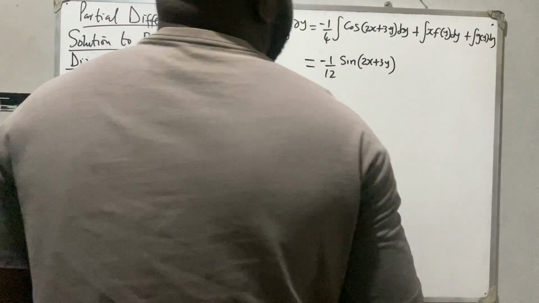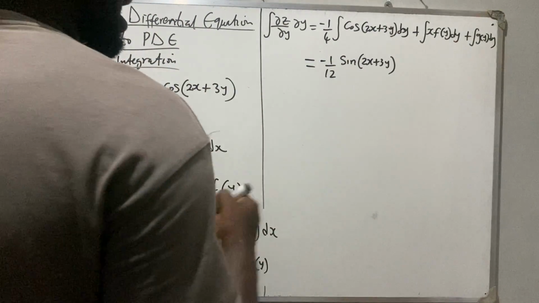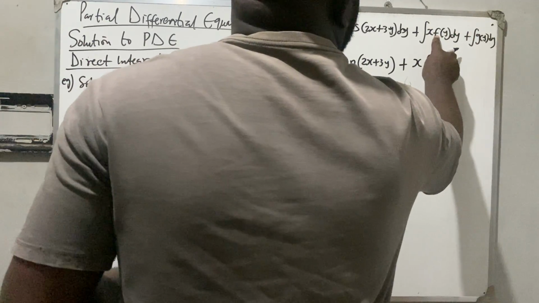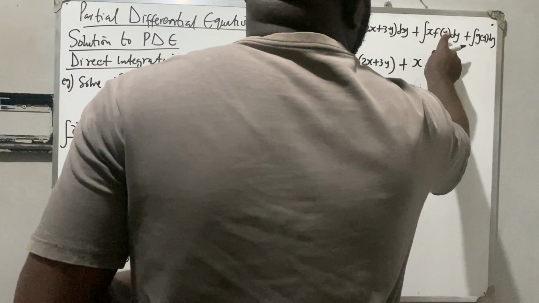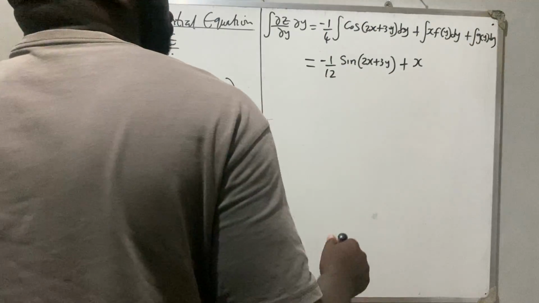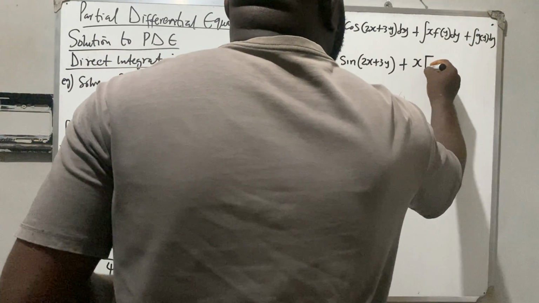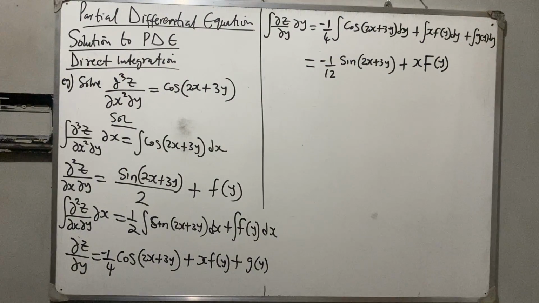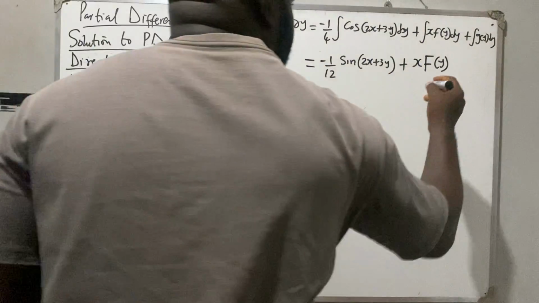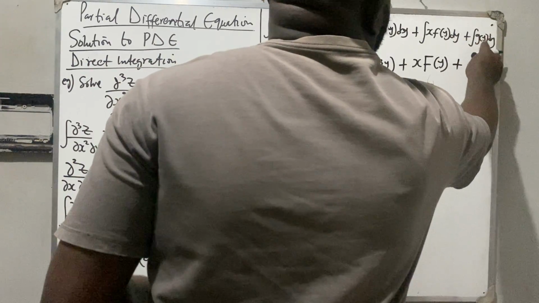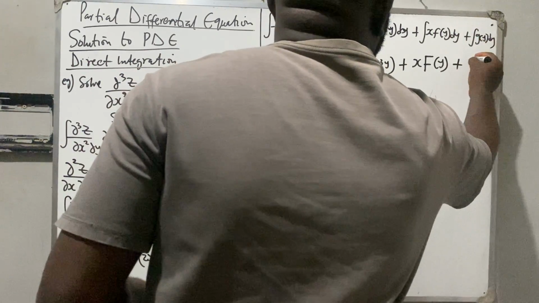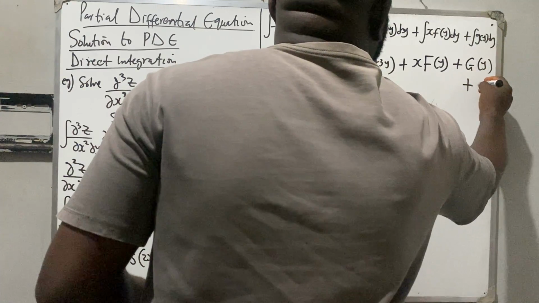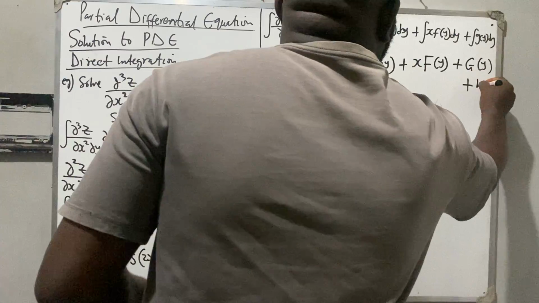Now for this one, I have plus, if I keep my x as a constant, integration of a function of y will still give you another function of y. So let me put it as capital letter F of y. Integrating something again with respect to y will give you another function of y, so let me take it as capital G of y. Then plus, let me say h of x.